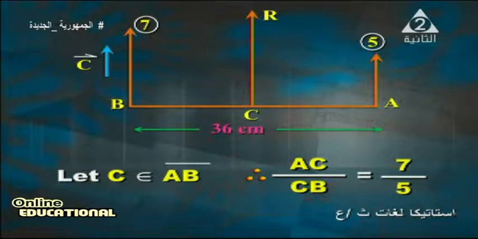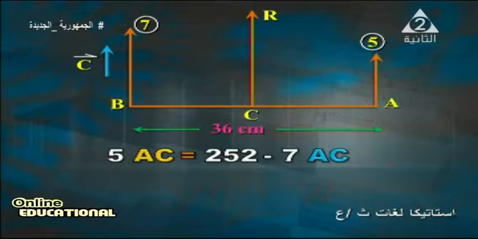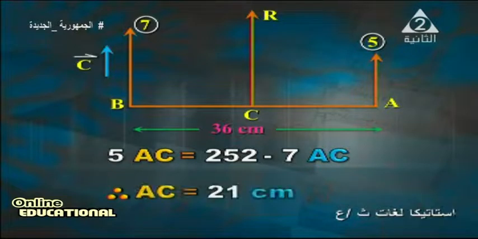We know that, my dear student, AB equals 36. Therefore, AC over 36 minus AC equals 7 over 5. By using cross multiplication, we deduce that 5AC equals 252 minus 7AC. Therefore, my dear student, 12AC equals 252, so AC equals 21 centimeters.